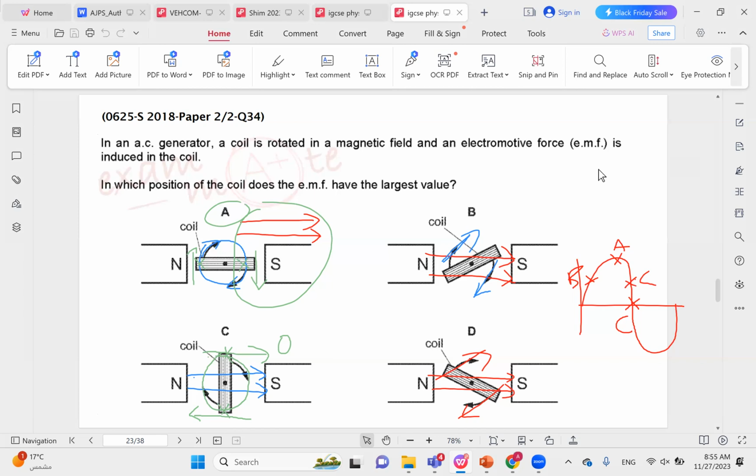A, of course, is the maximum. I think I made a mistake. Yeah, I'm sorry. This is D, not C. This is D. C is 0. A is maximum. B and D are intermediary values, in a sense. So for the largest value, we choose A.